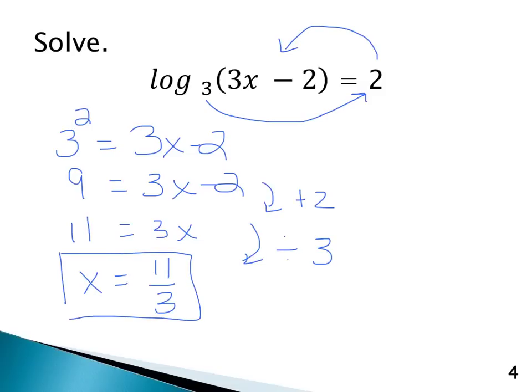Let's go ahead and check that. When we do that, we put 11 thirds here. 3 times 11 thirds is just 11. 11 minus 2 is 9. 3 squared equals 9. So the check works.